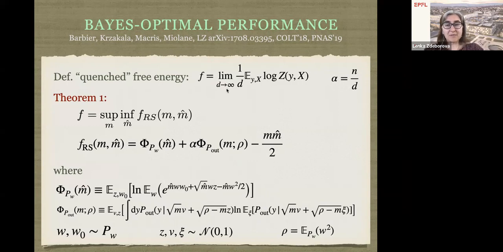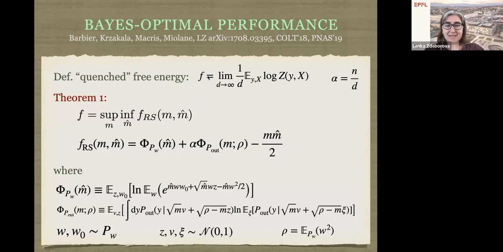What is computed about the teacher-student setting is the so-called free energy, which is the high dimension limit of the expectation over the inputs and outputs of the logarithm of Z, which is the normalization of the posterior. At first, it's maybe not clear why that would be an interesting quantity, but in statistical physics, the free energy generates all other quantities of interest, which will be seen on the next slide.